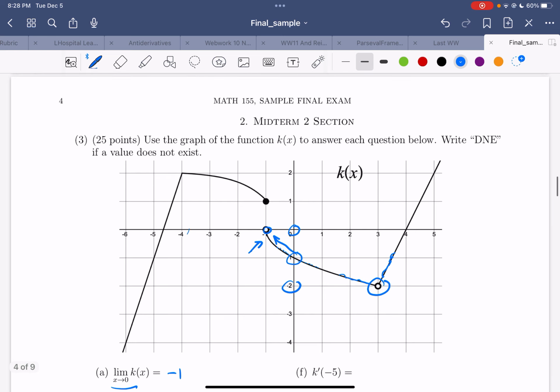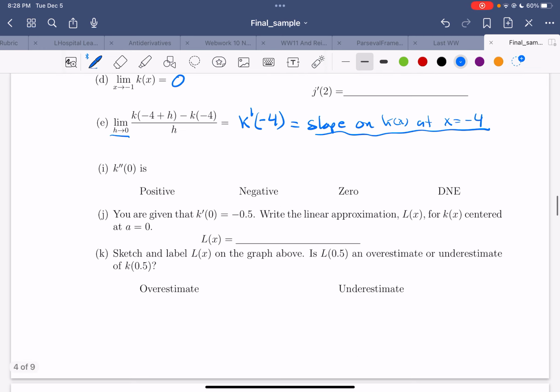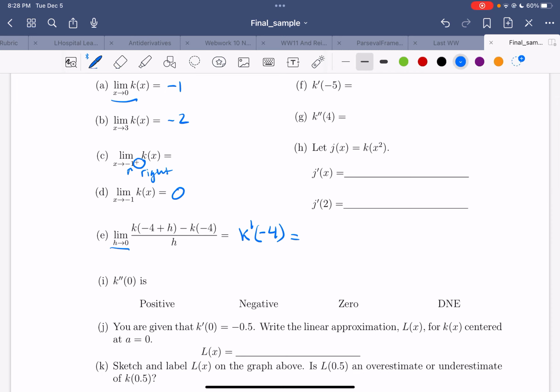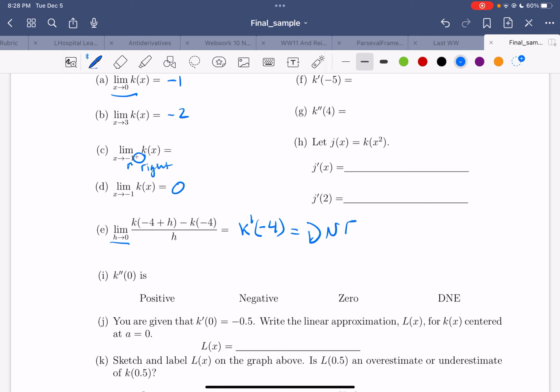So, hey, -4, if I'm right here, does it make sense to talk about its slope? No. There's more than one option. It doesn't exist. So that's a trick question. The derivative does not exist there, and it's because we hit a corner. Okay. But you could think of it also as the slope is not defined.